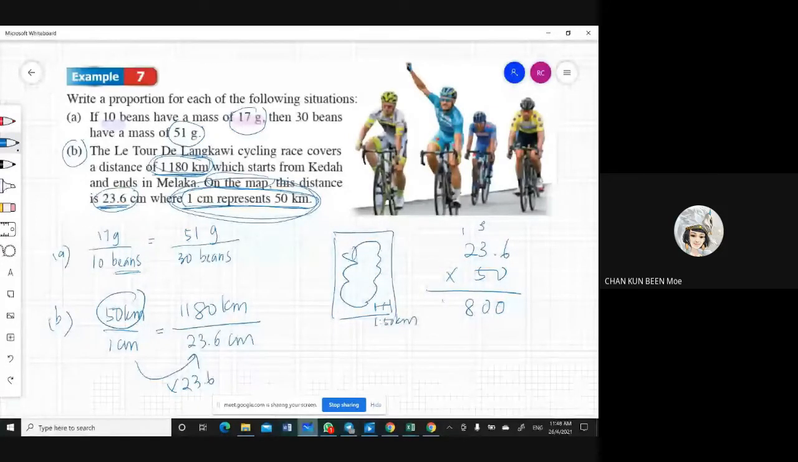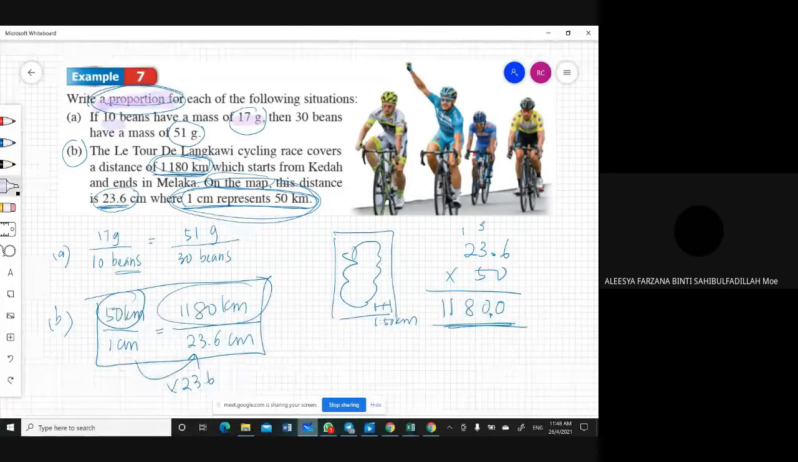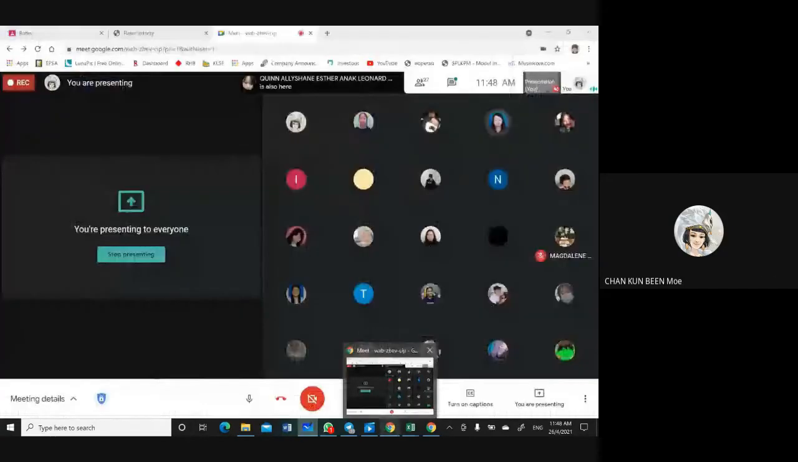So 1 decimal place, 1 decimal place. That is how we get 1180. So this is called proportion. Are you okay to write down in the form of proportion, class? Yes. Okay, meaning that we can carry on.